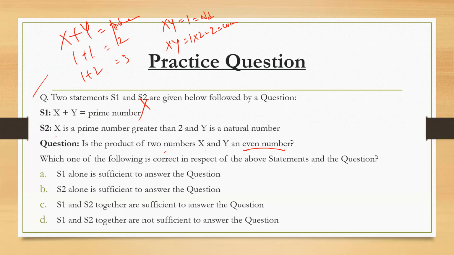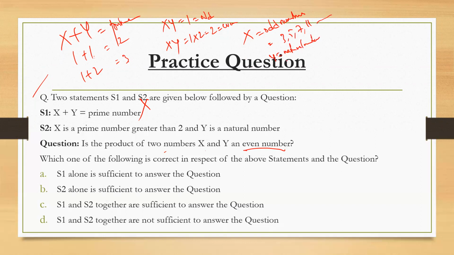Fine. Now what about statement 2? Statement 2 talks about x being a prime number greater than 2. When we are talking about a prime number which is greater than 2, we are talking about odd numbers. We are talking about 3, 5, 7, 11, and so forth. Right. Now y is a natural number.